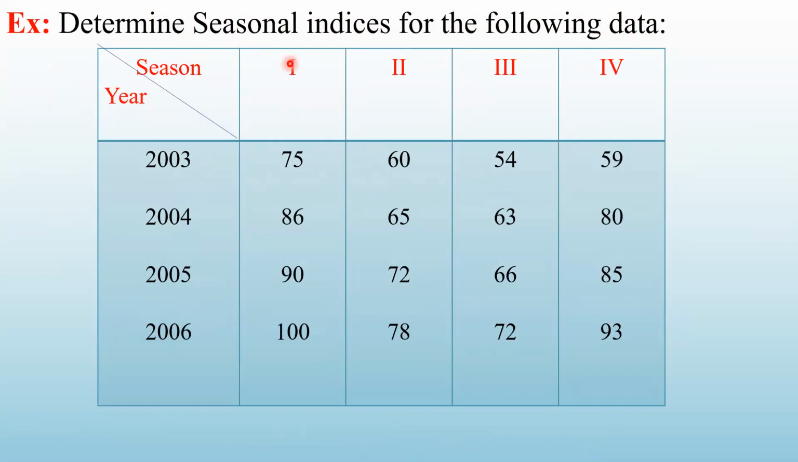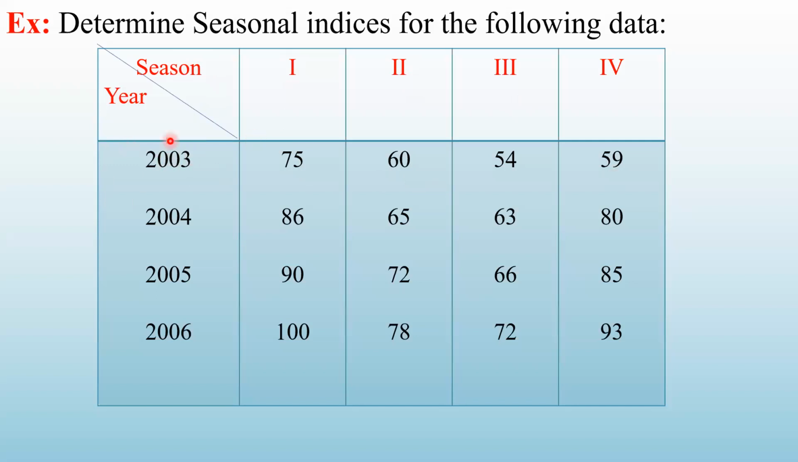For example, the first season or first quarter is from January to March, the second quarter is April, May, June, the third quarter is July, August, September, and the fourth quarter is October, November, December. So the whole year is divided into 4 quarters or 4 seasons, and these are the various values given to you.